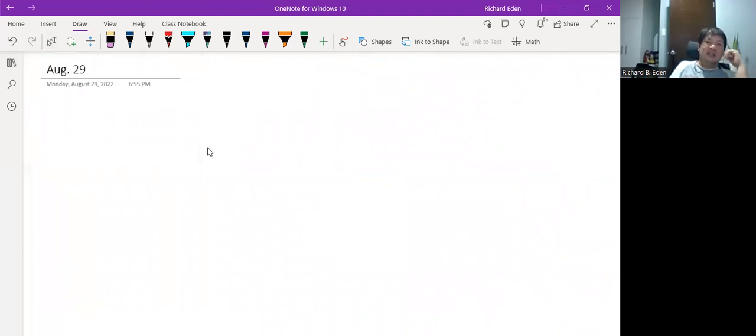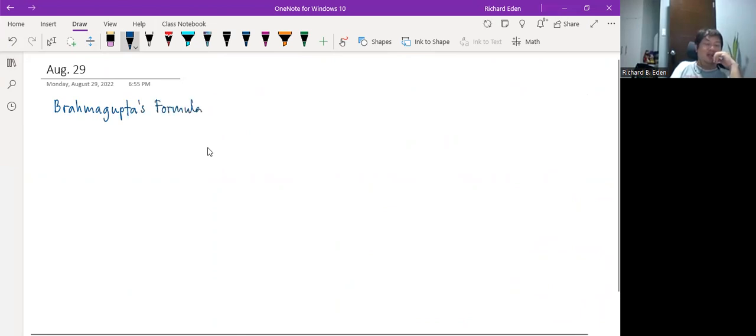So I'd like to talk about the so-called Brahmagupta's formula. This is the Heron's formula of cyclic quadrilaterals. Okay, Brahmagupta's formula. So I take it that you are familiar with this? Okay, but how about the proof? Do you want to look at the proof?